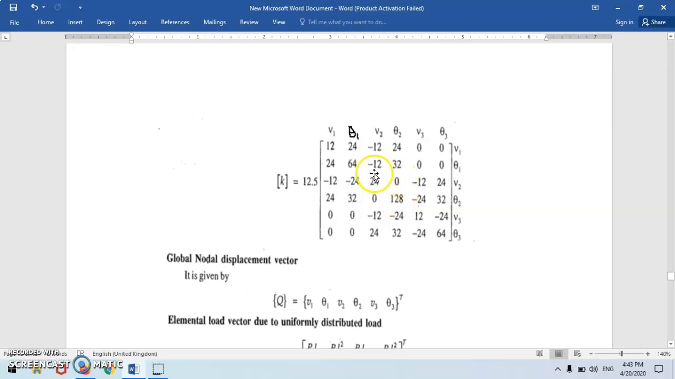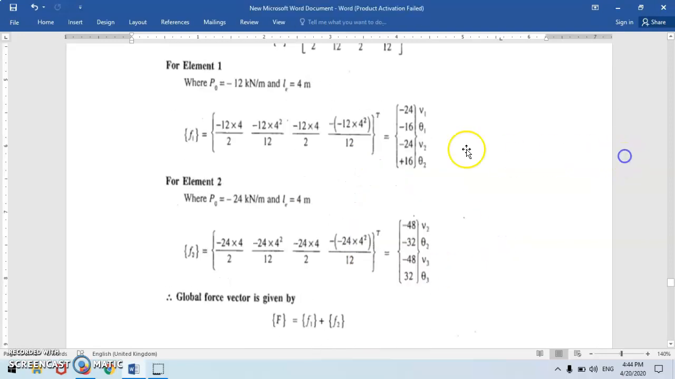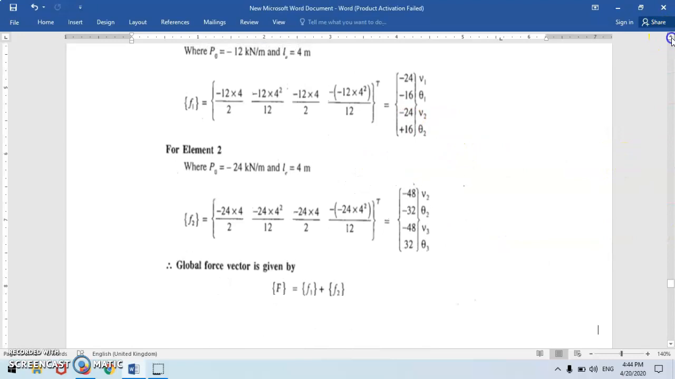And only these four are common between first element and the second element, elemental stiffness matrix. All other will be written as it is. If there are no terms, then write it as 0. Here you will be not getting any terms, so write here as 0. Here you will be getting some terms, write it as it is. Other than these, only which are common has to be added. Clear? So you will be getting the global stiffness matrix now.